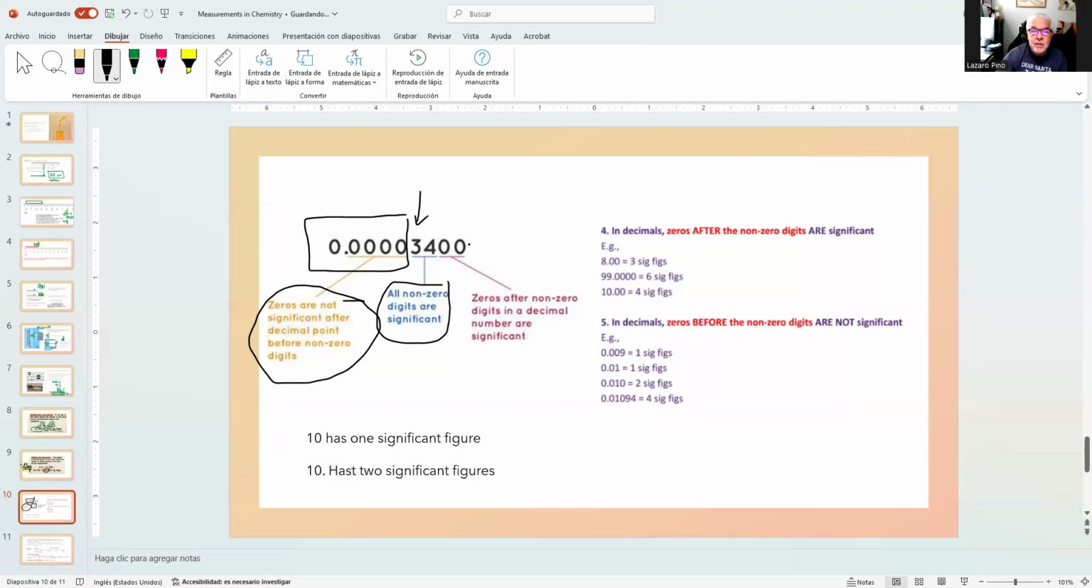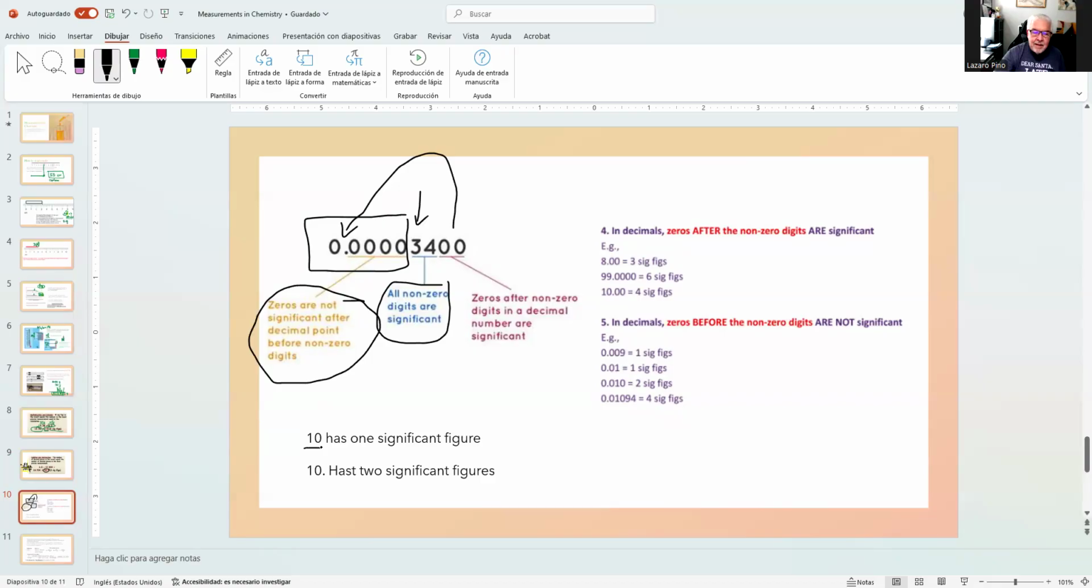These two zeros after the 4 are also considered significant in this case because you have a decimal point. Then when you have a decimal point, the zeros at the end, the trailing zeros at the end are significant in this case. But pay attention to this.